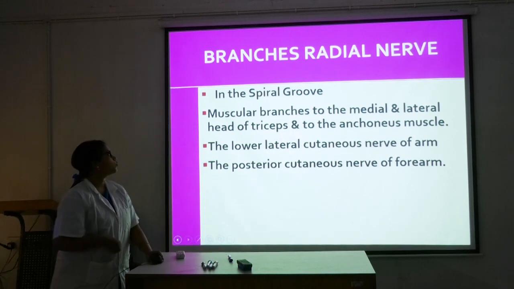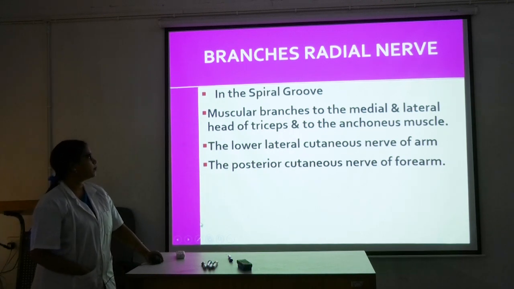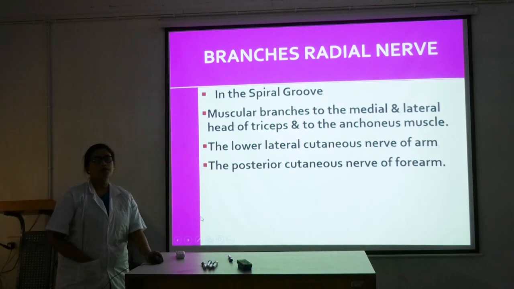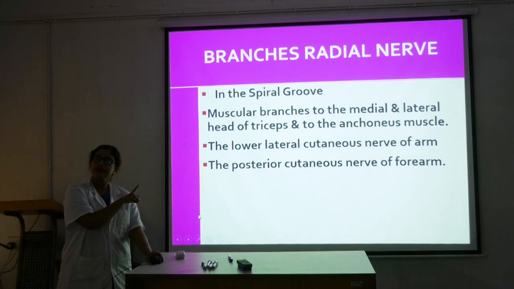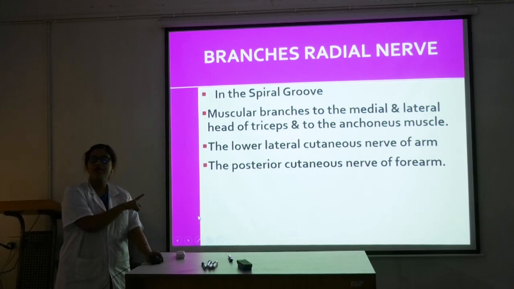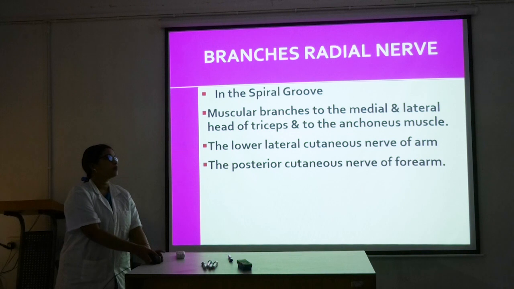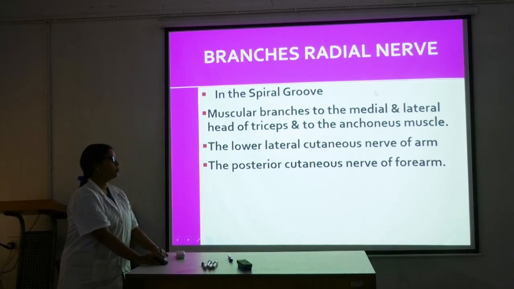Okay. Then next one is lower lateral cutaneous nerve of arm and posterior cutaneous nerve of forearm. It is not the arm. In the axilla, it is the arm. But here we are having forearm. Okay, so these are the branches in the spiral groove.